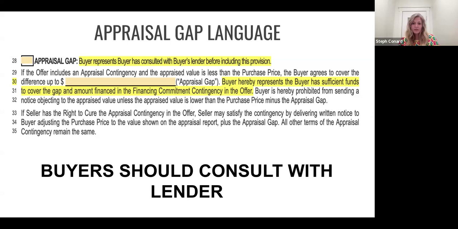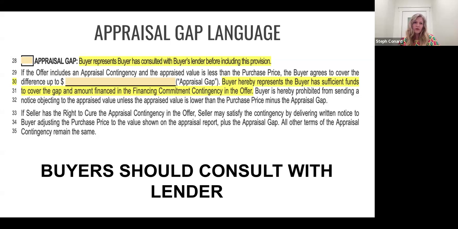So let's say, using that example, if the buyer submits a notice objecting to the appraised value at 185 and they had a $10,000 appraisal gap, then the new price, if the seller elects to cure, is going to now become 195. So seller is saying, yeah, I will elect to cure this price, and because you had a $10,000 gap in there, we're going to take that 185 plus the 10,000, and the new price is that 195. So pretty straightforward.